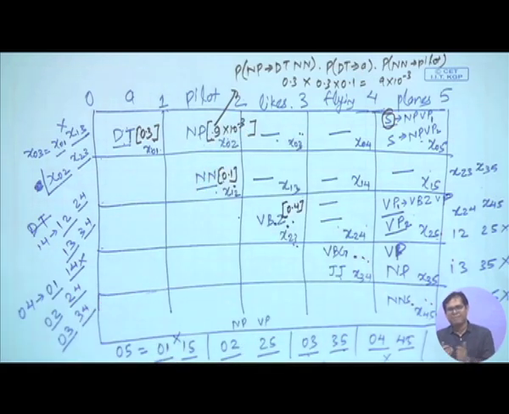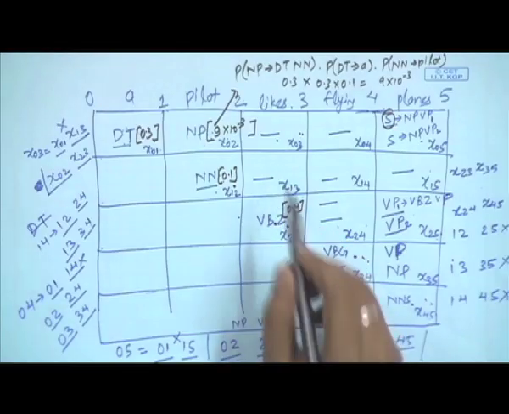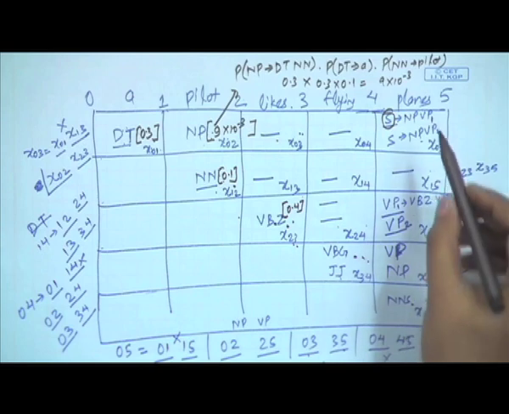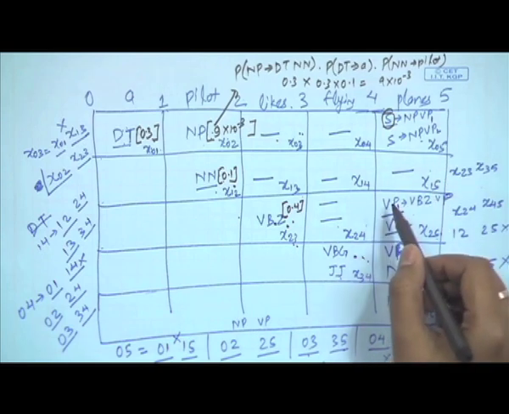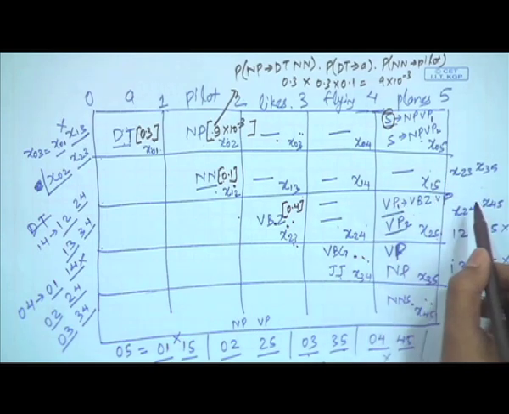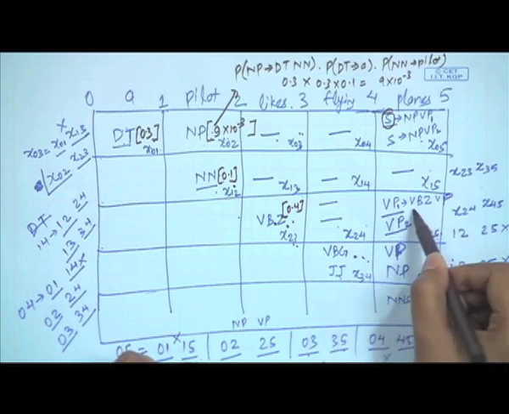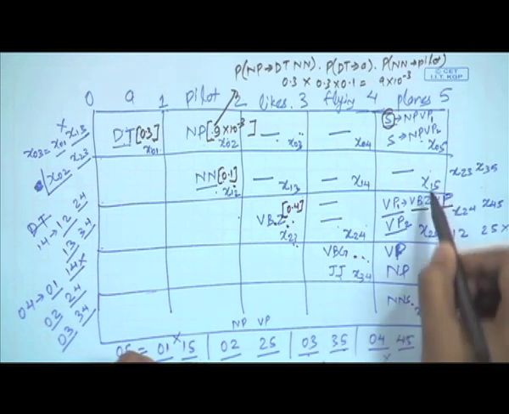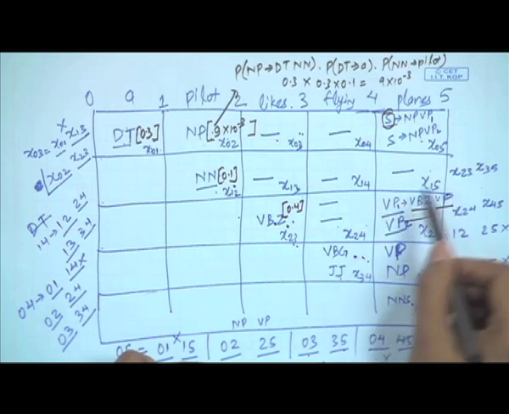Okay. And in the same manner you will fill in all the entries. If it is phi, it means the probability will be 0. And if there is a non-terminal here, that means there will be a certain probability, and this you can get by finding out the probability individually for each of these and multiplying by the probability of this rule.